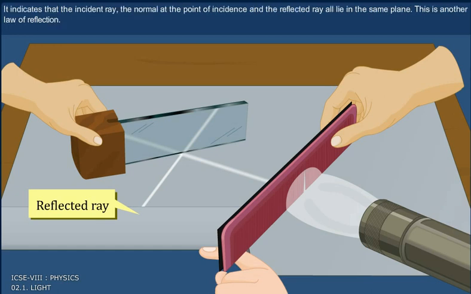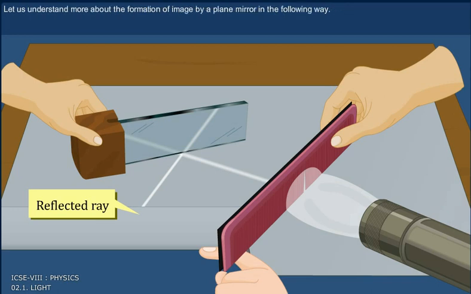It indicates that the incident ray, the normal at the point of incidence, and the reflected ray all lie in the same plane. This is another law of reflection. Now, let us understand more about the formation of image by a plane mirror in the following way.